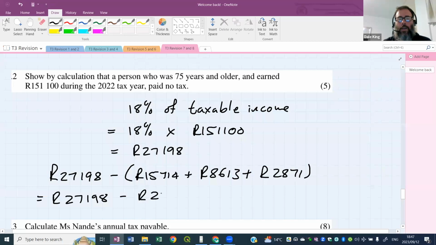So everything in the bracket adds up to 27,198. So if the tax is 27,198, but the rebates are all 27,198, yes, the person pays no tax.